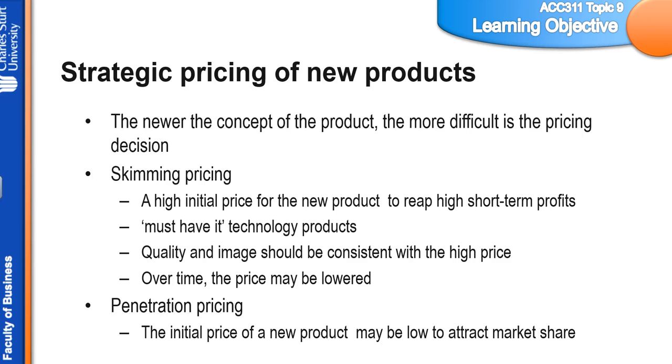And over time the price may be lowered, so we now see that the Apple iPhone is coming out in a cheaper model. So that's a skimming price, where you want to actually get a high profit in the first year or so of the product's life, and then be prepared to reduce those prices and reduce your profit. Then there's penetration pricing for a new product, where you'll make the initial price of the new product low to attract market share, and then you may increase the product price later on.